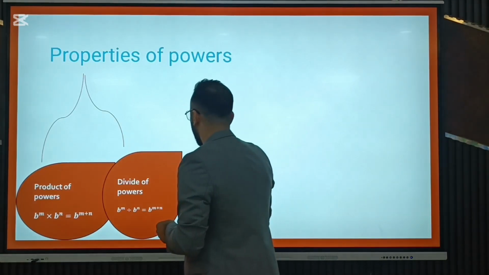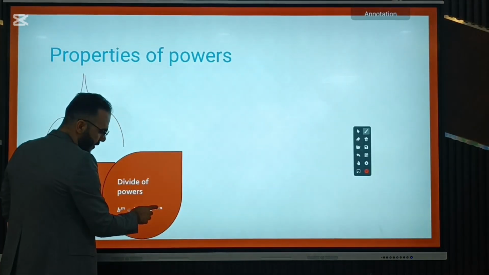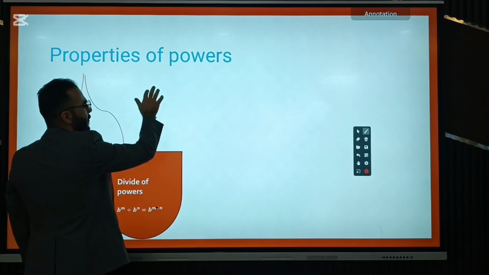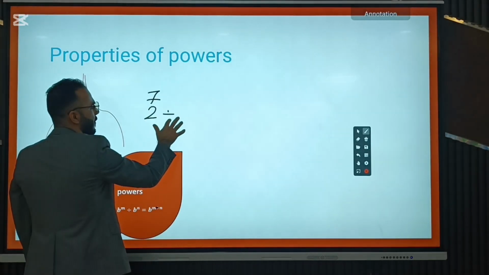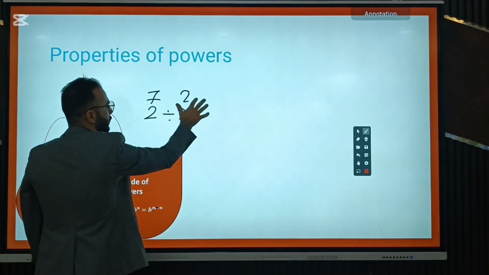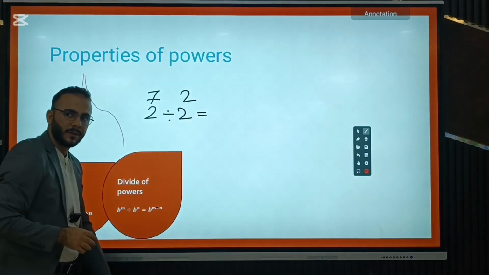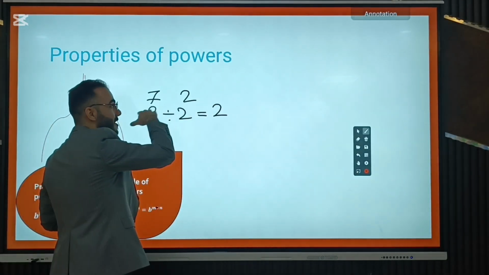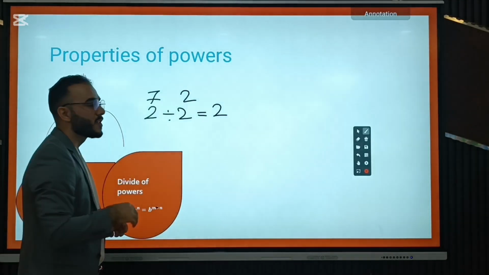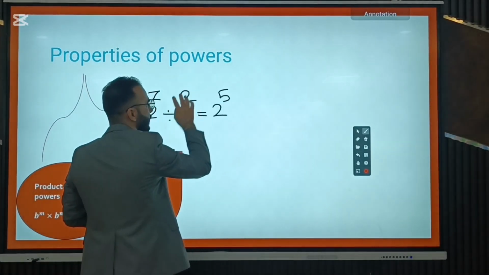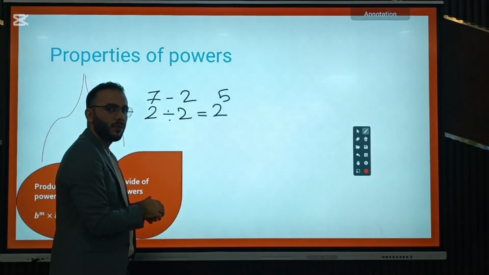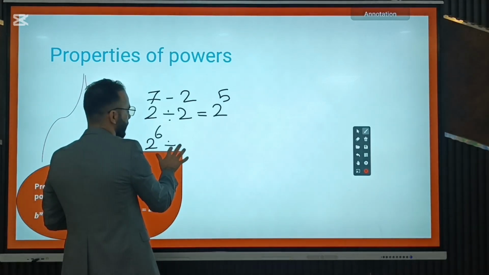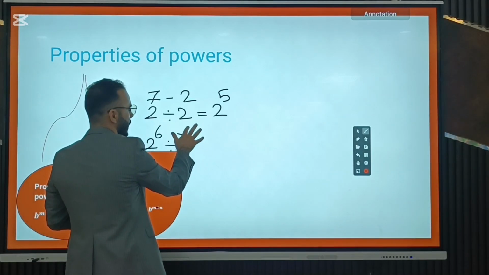Let's just take some questions. Let's say 2 to the power of 7 divided by 2 to the power of 2. We are going to use this rule, which is keep the base and subtract the exponent. So 7 minus 2 equals 5. Perfect. How about 2 to the power of 6 divided by 2 to the power of negative 1?